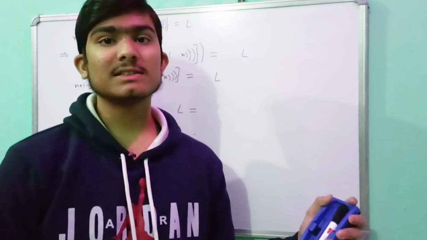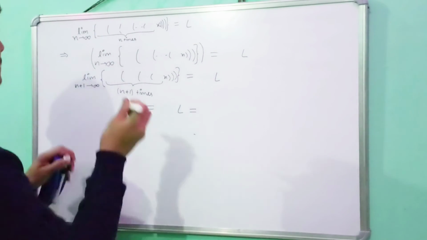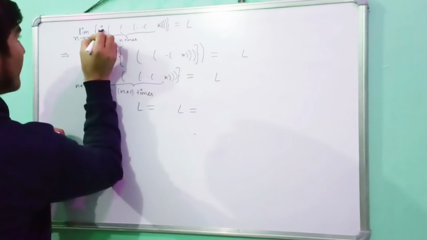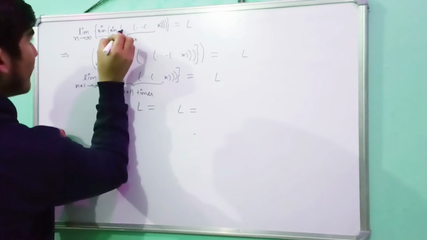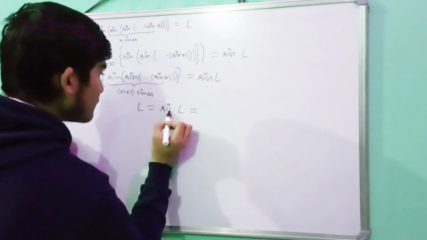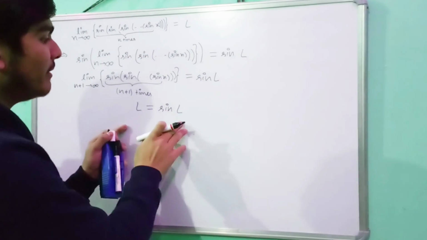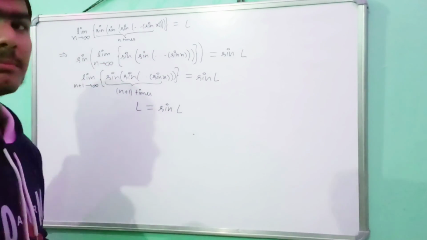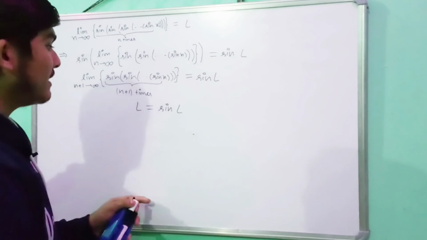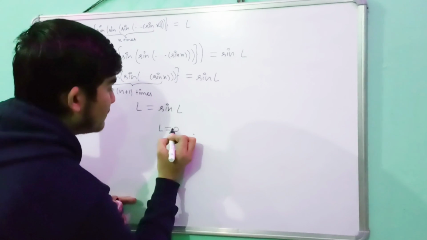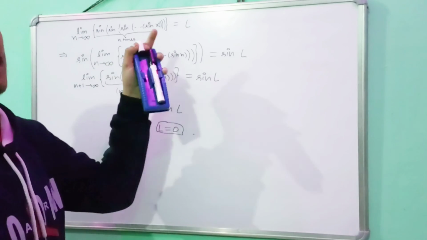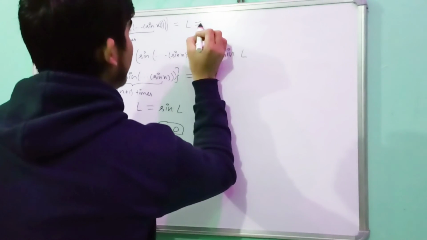So what if we take sine instead of cos? After taking sine and following the same steps, we will end up here, and it is very simple: we can say that L will be 0. So this limit will be 0.